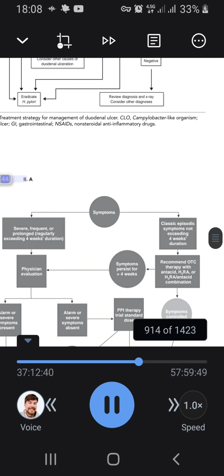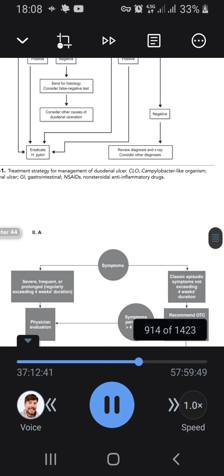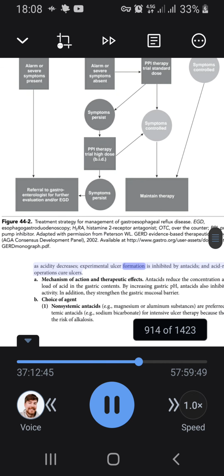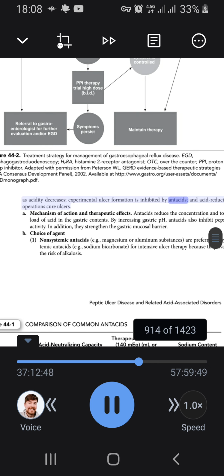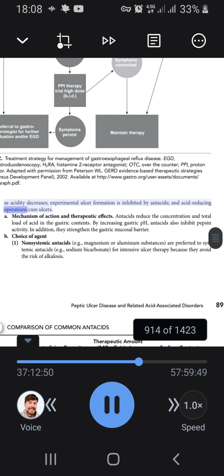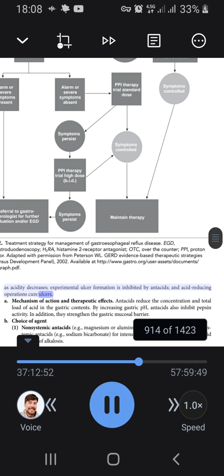892 Chapter 44-2. As acidity decreases, experimental ulcer formation is inhibited by antacids, and acid-reducing operations cure ulcers. Mechanism of action and therapeutic effects. Antacids reduce the concentration and total load of acid in the gastric contents. By increasing gastric pH, antacids also inhibit pepsin activity. In addition, they strengthen the gastric mucosal barrier.